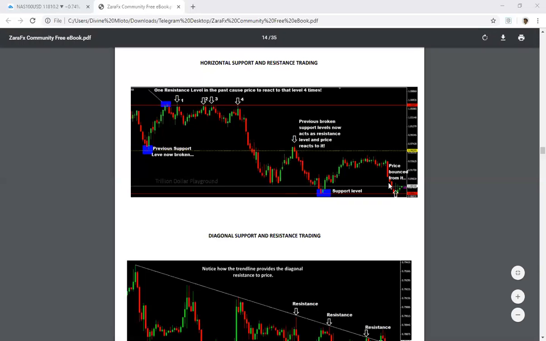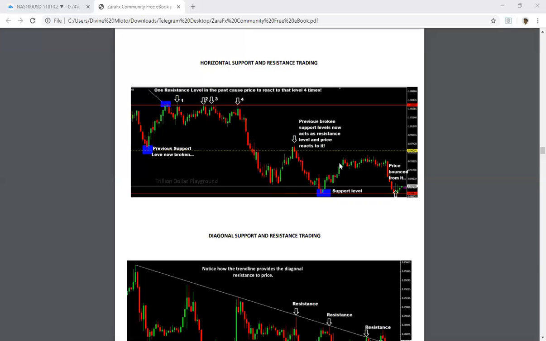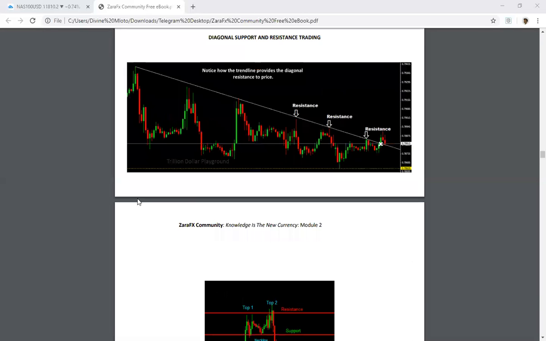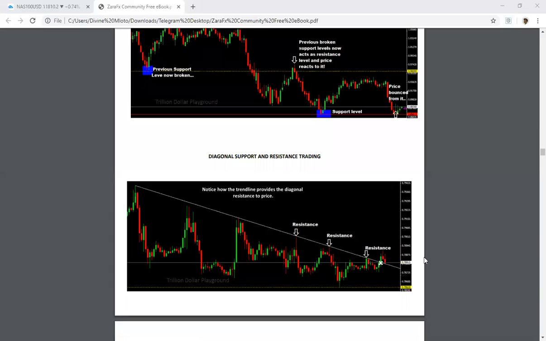Anyway, there's also something called diagonal support and resistance. Most people refer to this as trend lines. It can either be an uptrend or downtrend. Here's an example. Here's a trend line right here, right?